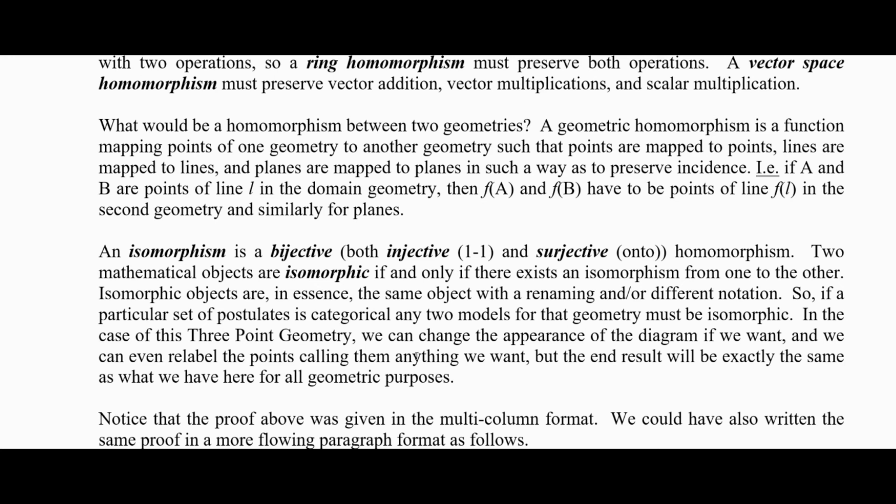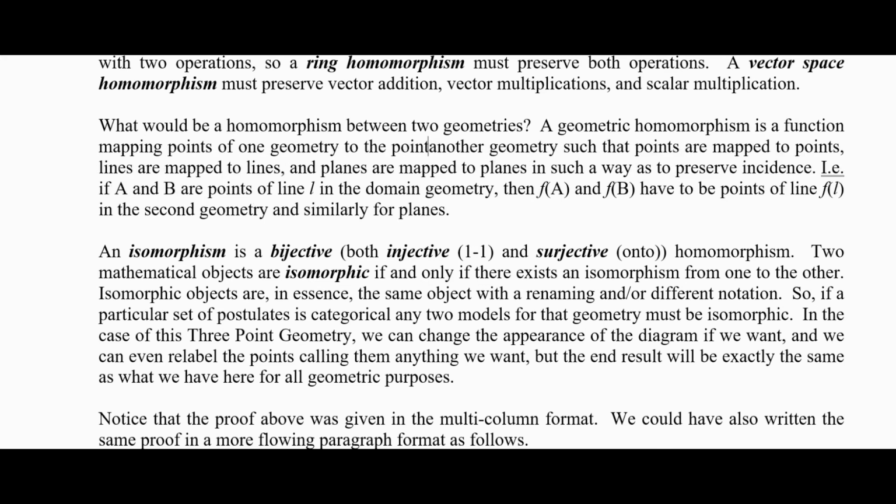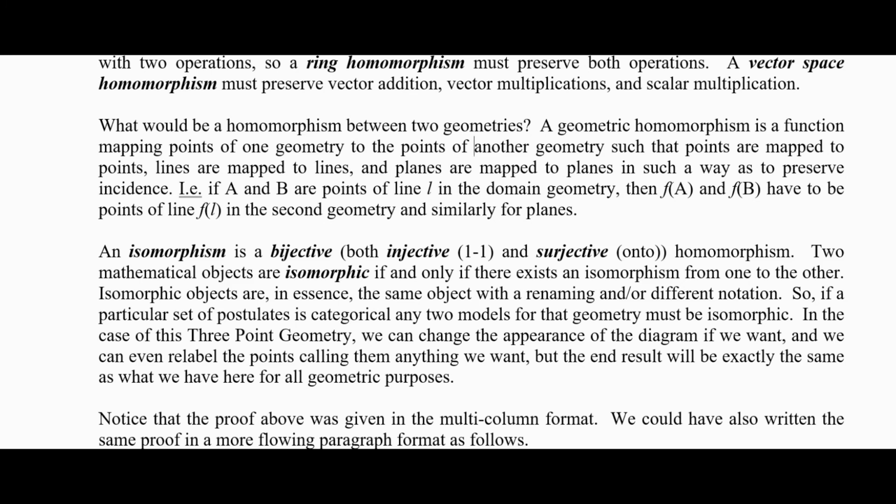So it's a function mapping points of one geometry to the points of another geometry, such that points are mapped to points, lines are mapped to lines, and planes are mapped to planes in such a way as to preserve incidence. In other words, if A and B are points of line L in the domain geometry, then F of A and F of B have to be points of the line F of L in the second geometry, and similarly for planes.